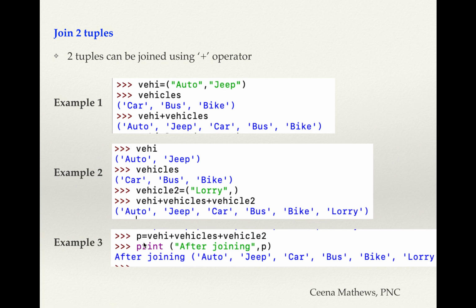And this, as I said before, when you join them, it will create a new tuple. And so, in order to show that, I have assigned to P a new tuple formed by joining these three tuples. Vehicle and vehicle 2 have been joined. After joining, as you can see, it displays this tuple.